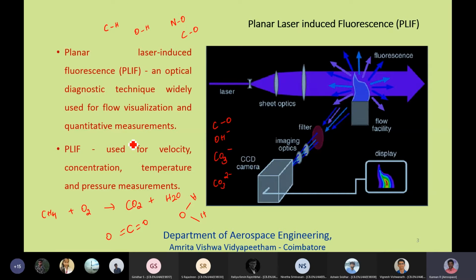Normally here I can capture the OH profile, basically the OH free radical. Using the OH free radical, I can capture my temperature field, so the temperature of the flame can be measured very effectively. And if you know the velocity and temperature, you can capture pressure measurement also in the PLIF technique.